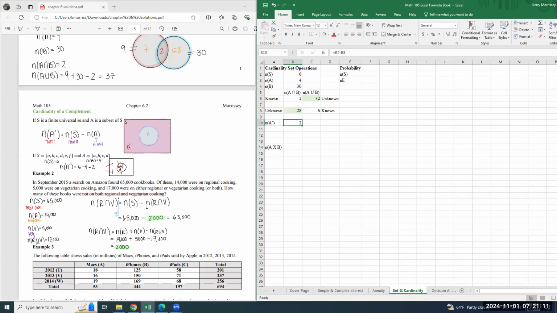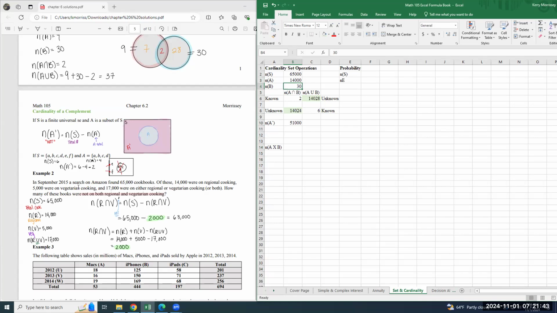Now let's use that context for example 2. It says, in September 2015, a search on Amazon found 65,000 cookbooks. We're going to label cookbooks. So in total, we have 65,000 cookbooks. Lots of cookbooks. Of these, 14,000 were regional cooking. We'll say ours is going to be A. So we'll do 14,000 is regional.